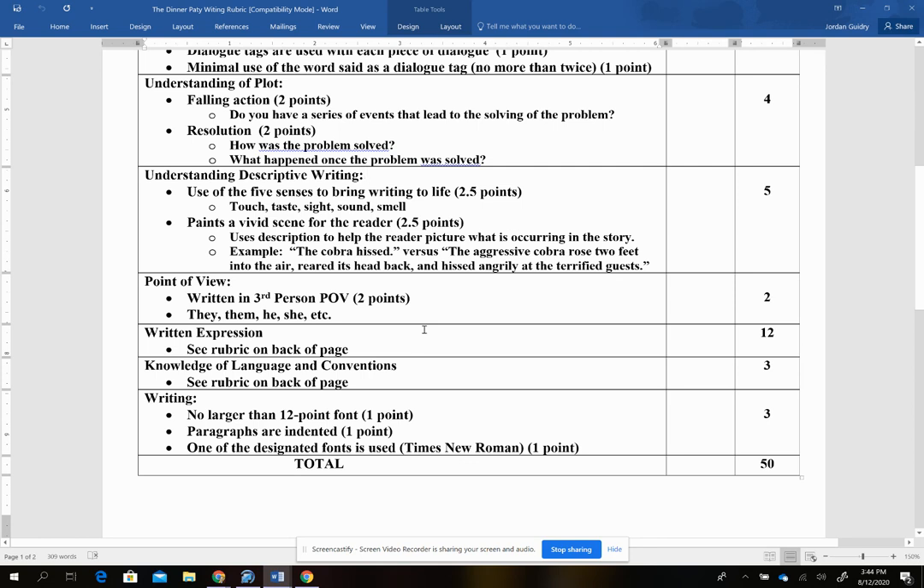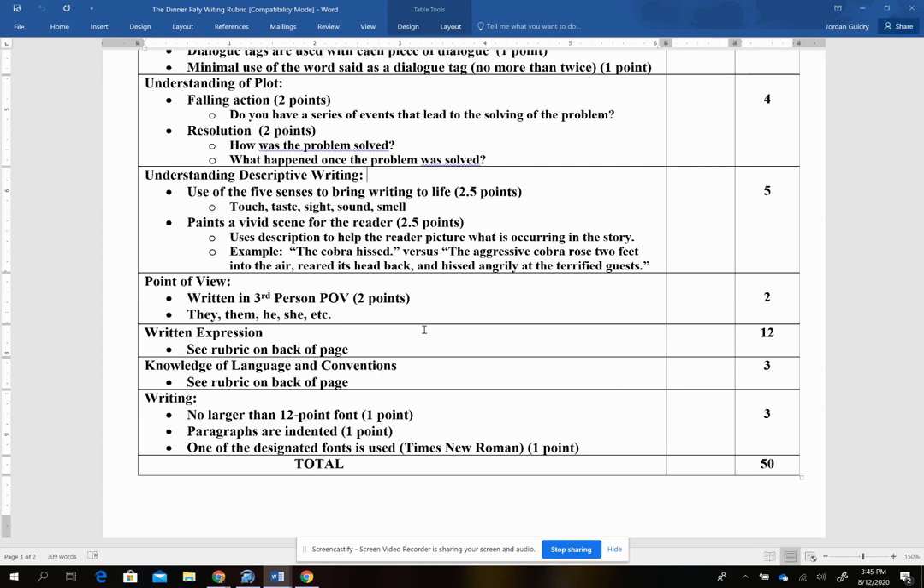Written expression. So you're going to have another rubric, which is going to be our state rubric that you want to use for this, and we'll look at that in a second. And then you have your knowledge of language and conventions. So again, this is going to be your grammar that's going to be used based on the state rubric. Then you have your writing, no larger than 12-point font, and so that's going to be 1 point. So you can't just choose a random font like a 15 point or 18 to try and make it fill up an entire page. Your goal is to try and fill a page minimum on 12-point font.